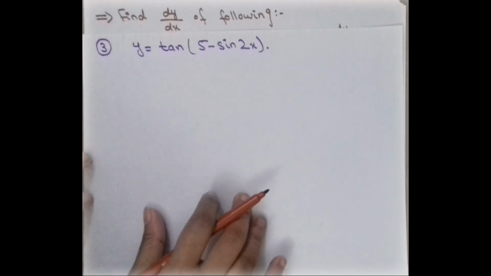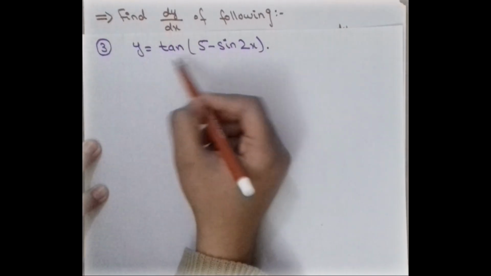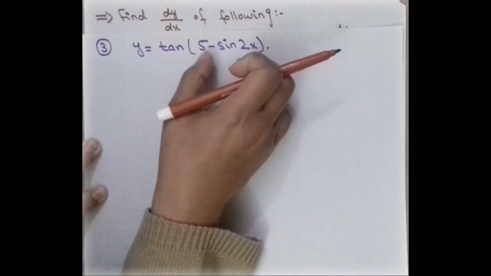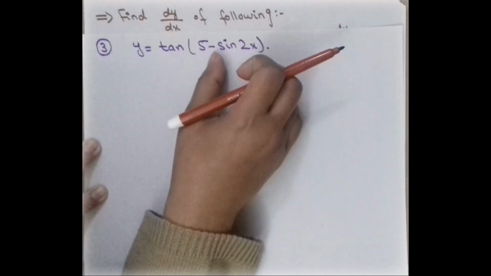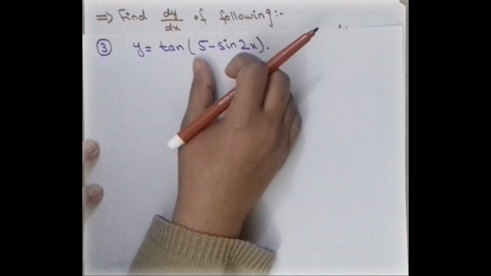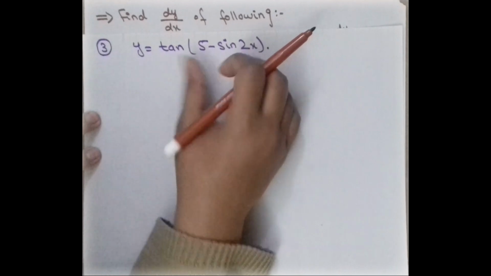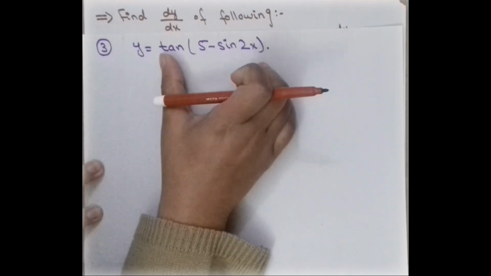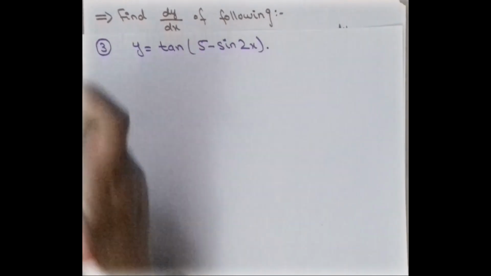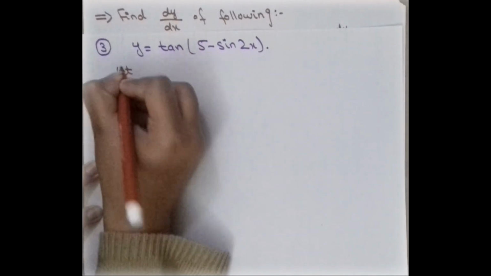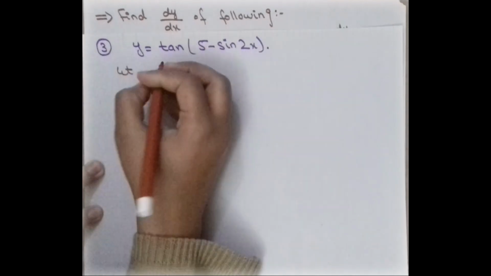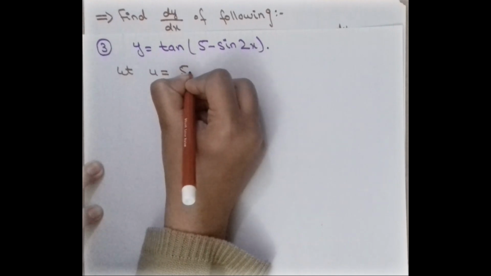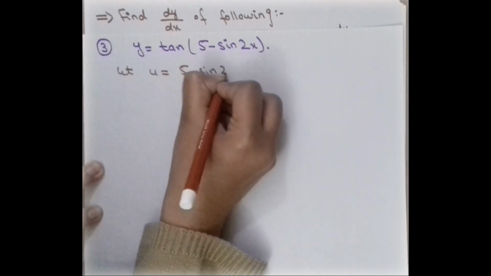So here is the last example of today's lecture. This type of function has an outer part and an inner part, a trigonometric function inside another trigonometric function. So how do we solve this type of function? The answer is by the chain rule. Basically this whole part is the outer part and this is the inner part. Always remember to suppose the inner part of the function is u, which is equal to 5 minus sine 2x.